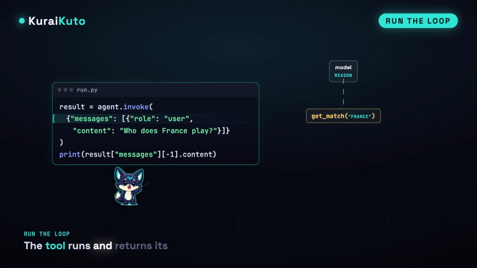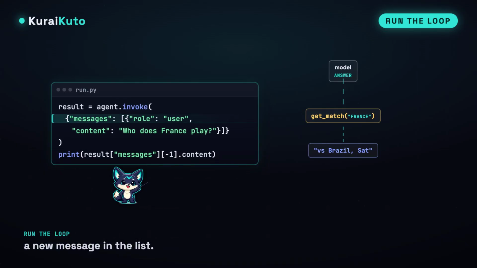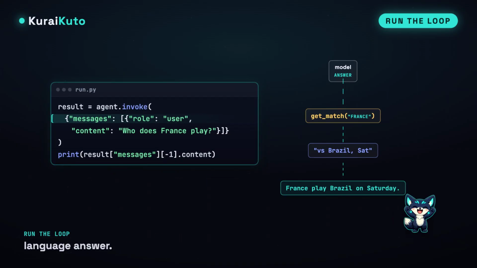The tool runs and returns its result, our fixture string. That result is fed back into the model as an observation, a new message in the list. The model reads it, decides it now has everything it needs, and writes the final natural language answer. No more tool calls, so the loop stops. And every step of that, the question, the tool call, the observation, the answer, is sitting in the messages list. The reply you want is the content of the very last message.